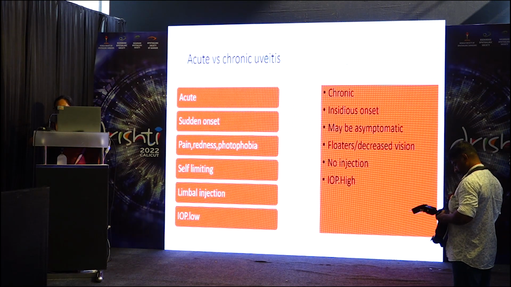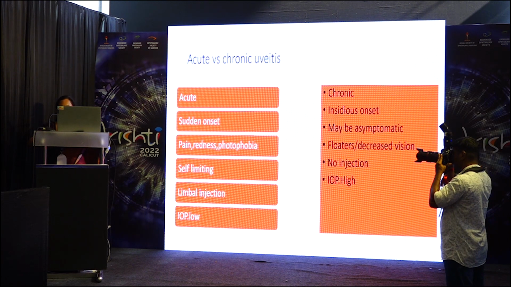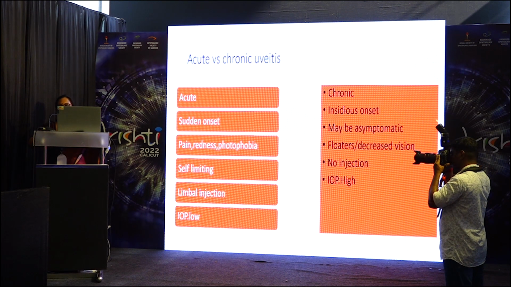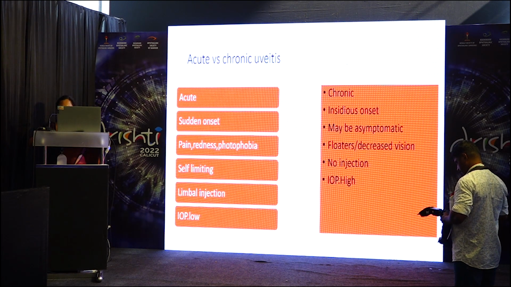Now, coming to a few differences between acute and chronic uveitis. Acute is sudden onset, associated with pain, redness, photophobia. They may be self-limiting. They will have circumcorneal congestion, and IOP may be low. Whereas in chronic, it is insidious in onset, may be asymptomatic. The patients could complain of floaters and decreased vision. There may be little congestion, and the IOP may be high.